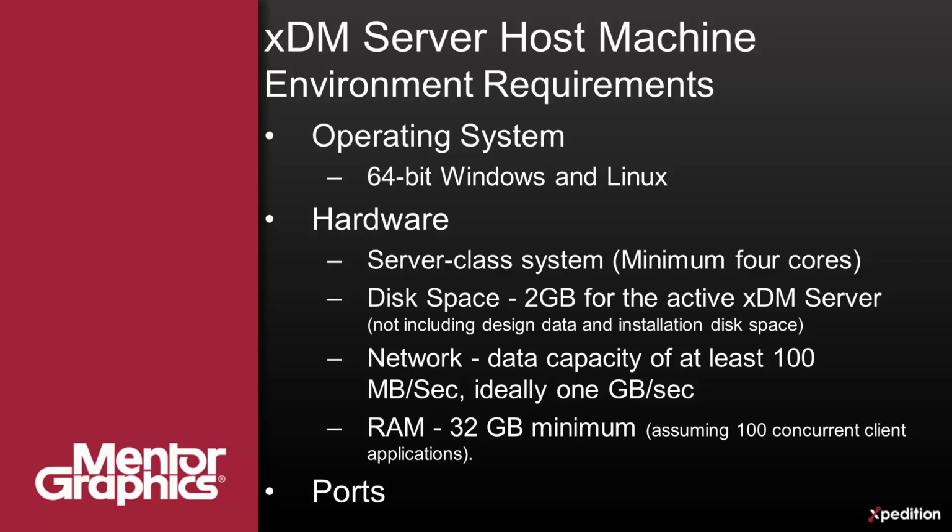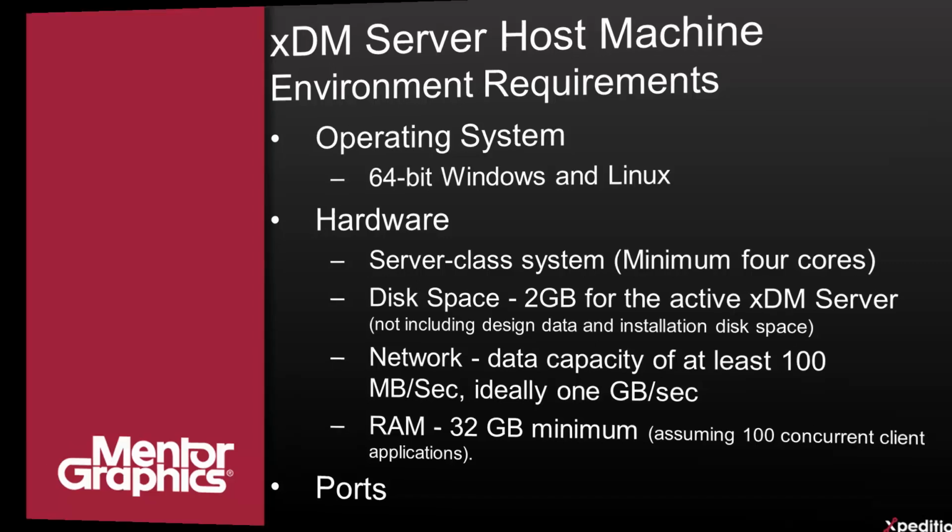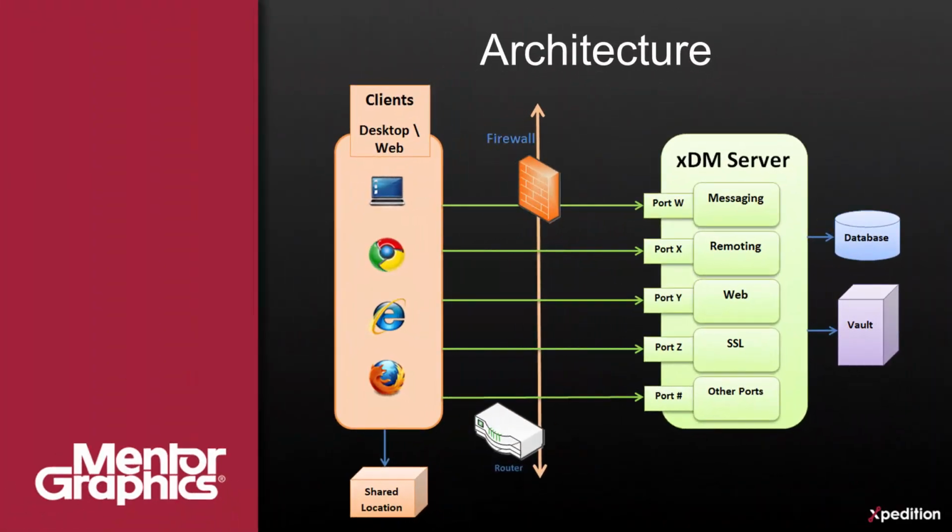Exclusive to the operating system RAM requirements and any other software running on the host machine, you should allocate RAM for the XDM server. As a rule of thumb, we suggest 32 GB of RAM to support 100 concurrent applications accessing the server. Last but not least, our ports. You must enable the XDM server to use several ports, which can be either automatically assigned or explicitly and manually defined, but in any case, those ports must be open and available for the XDM server to use.